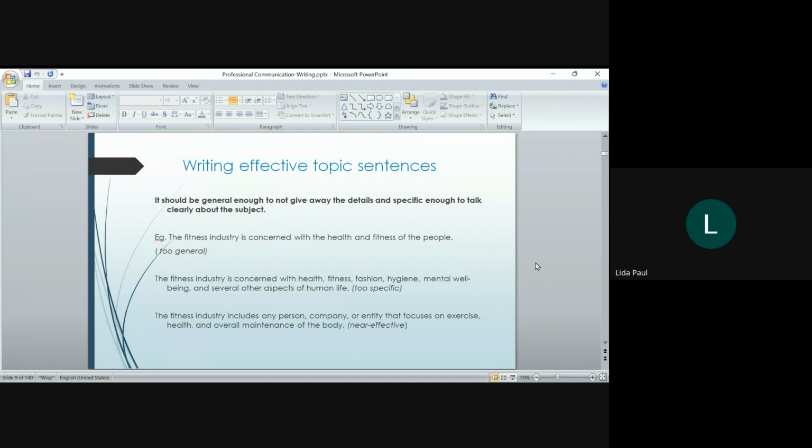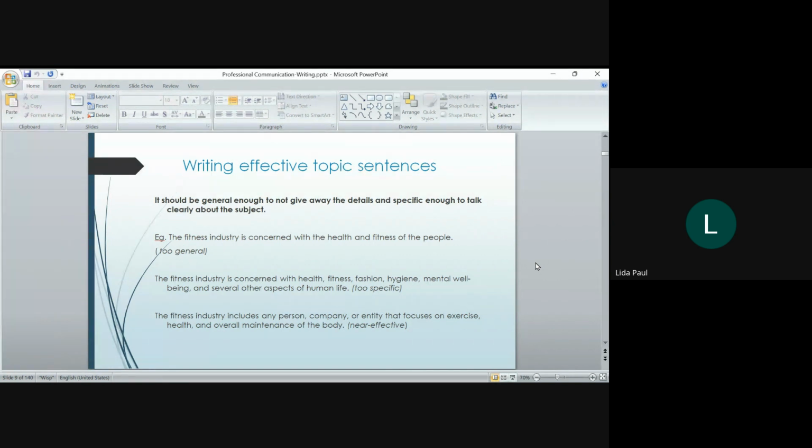So the first sentence we see here looks somewhat similar to that. The fitness industry is concerned with the health and fitness of the people. This is a too general statement. You really don't need to write any sentence like that. This is an understood part. Yes? No? Yes, ma'am. Right? Yeah. Now look at the second sentence.